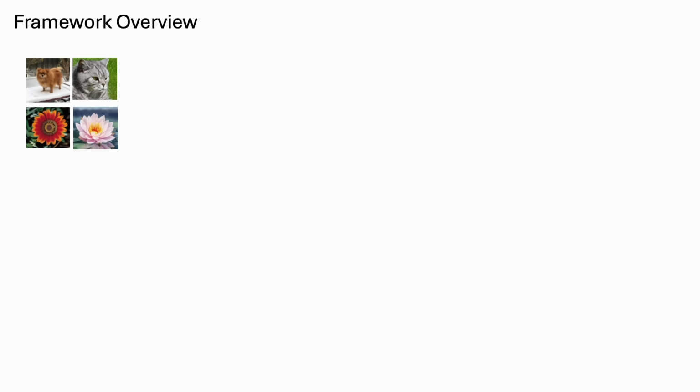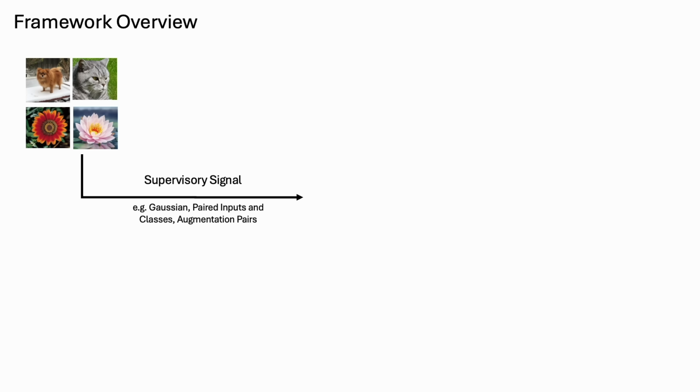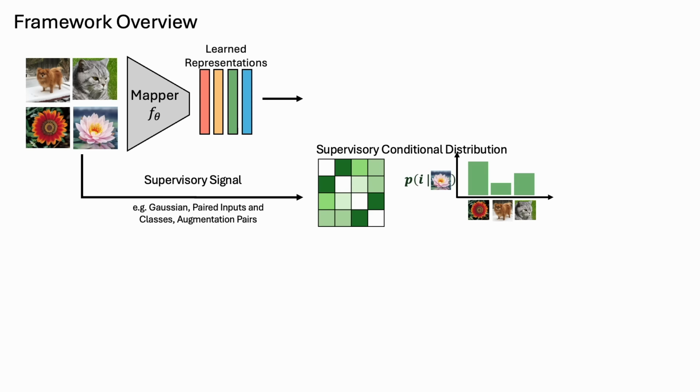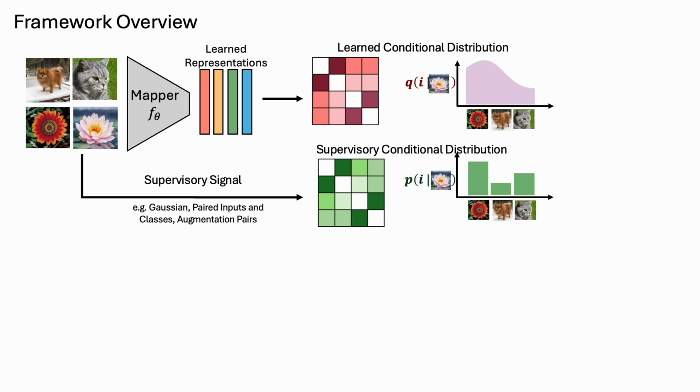Let's walk through the framework to understand how it works. Suppose we start with a bunch of images. We have a supervisory signal that defines how likely we are to pick one image given another. On the other side, we have a mapper. It could be parametric or non-parametric. This mapper gives us learned representations, which in turn define another conditional distribution, but this time it's solely based on representations. The goal is to align these two distributions by minimizing the KL divergence between them.